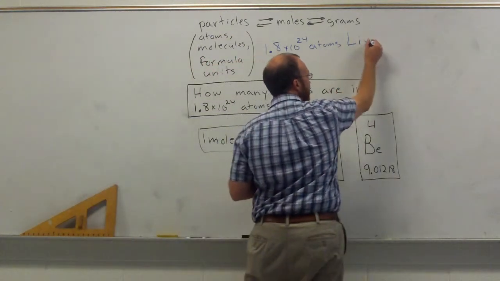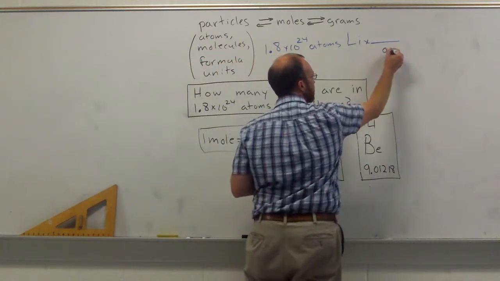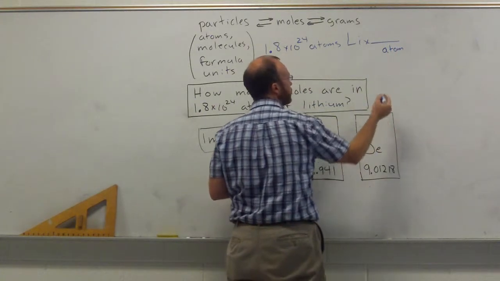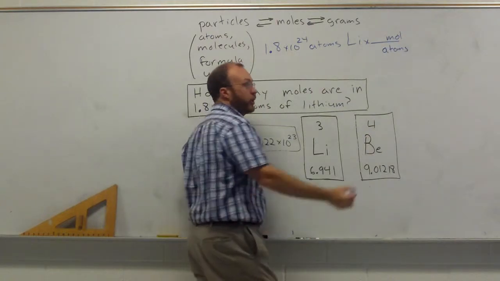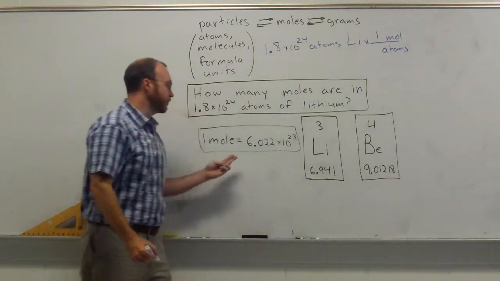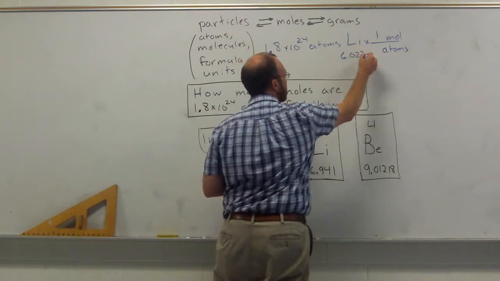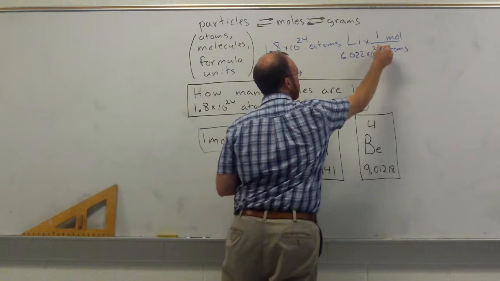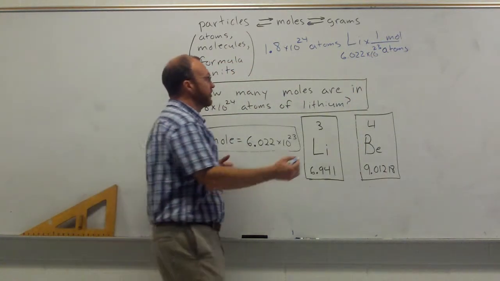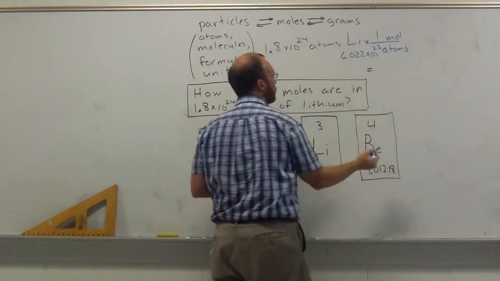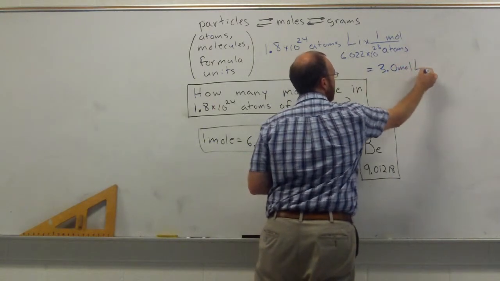So I'm going to set this up by unit analysis. I'm going to cancel atoms, and I'm going to switch it to moles. And we should know that 1 mole is Avogadro's number, 6.022 times 10 to the 23rd. Now, if we do this and we round off to the correct number of significant figures, you're going to end up with 3 moles of lithium.